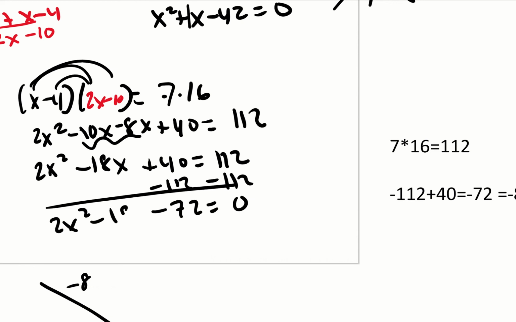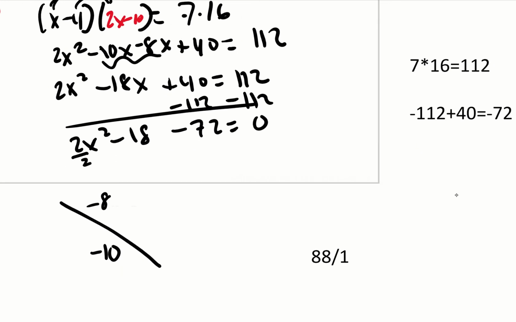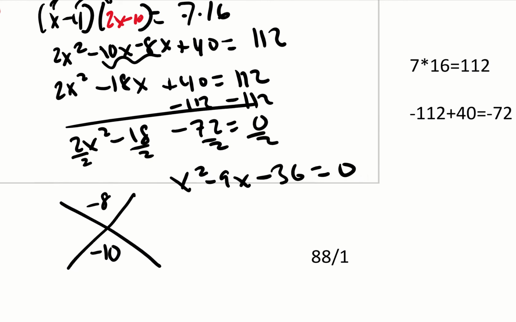Two x squared minus 18x. Okay, so then we'll divide this 2 off. And we get x squared minus 9x minus 36. And so this time, two numbers that multiply to 36. 36 divided by 4 is 9. 36 divided by 3, so it's going to be 3 and 12. And it's going to be negative 12 plus 3 is negative 9. So I'll leave it to you guys to finish that up.